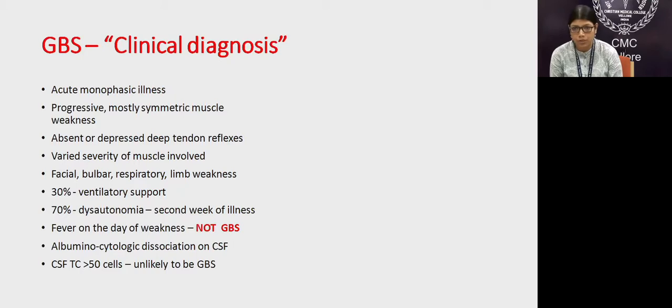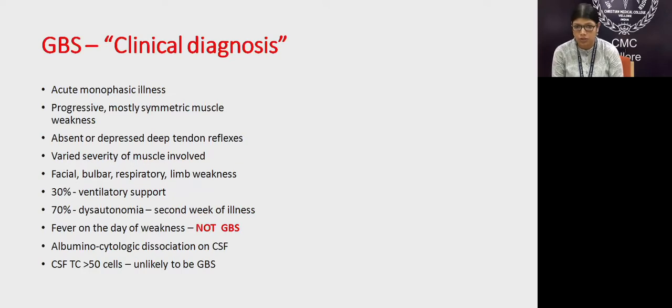A few important points to remember: if fever occurs on the day of the weakness, it is not GBS. We need to consider alternative diagnoses such as infective polyradiculitis, such as CMV infection or Lyme's disease or acute HIV seroconversion or lymphomatous infiltration. So that is one important point I wanted to mention.